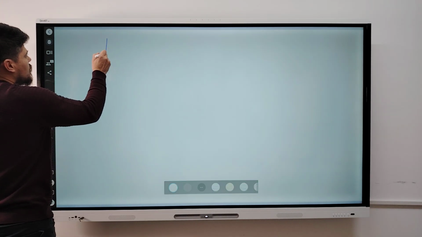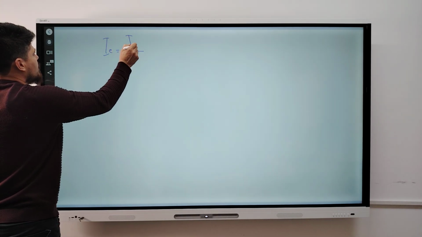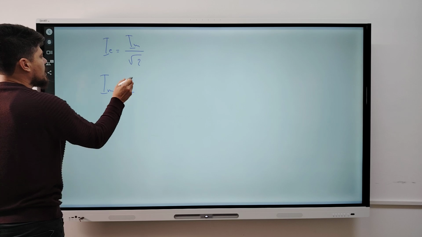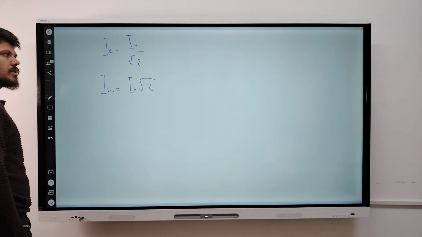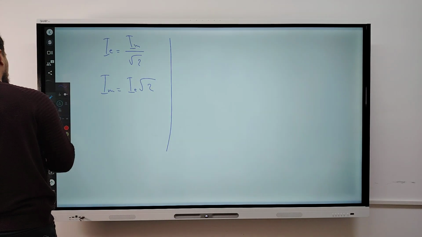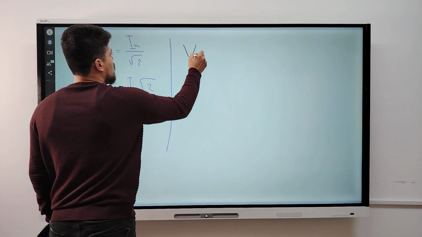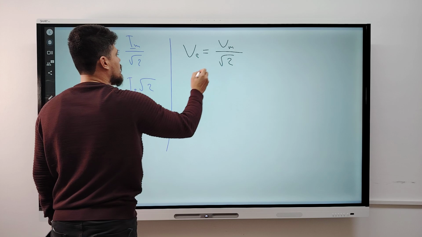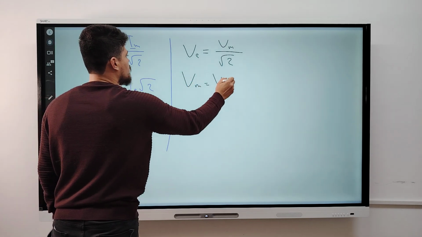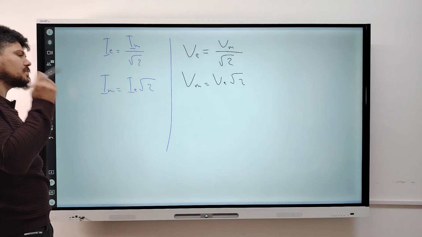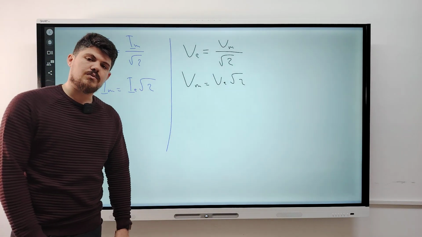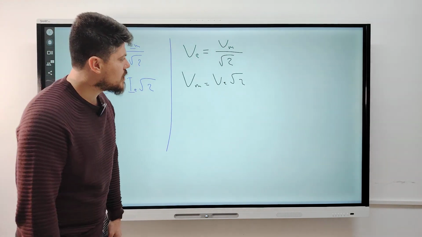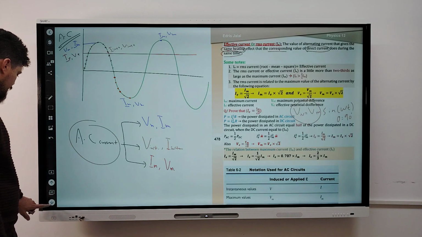You can rearrange the equation also. I_E is equal to I_M over radical 2, so I_M is equal to what? I_E times radical 2. Also you can write this for the potential difference. If I_E is equal to I_M over radical 2, V_E is equal to V_M over radical 2, and V_M is equal to V_E radical 2. And also you can write V_E is equal to 0.707 V_M, V_E is equal to 70% of V_M, V_E is equal to 2 over 3 of the maximum value of potential difference. Okay?